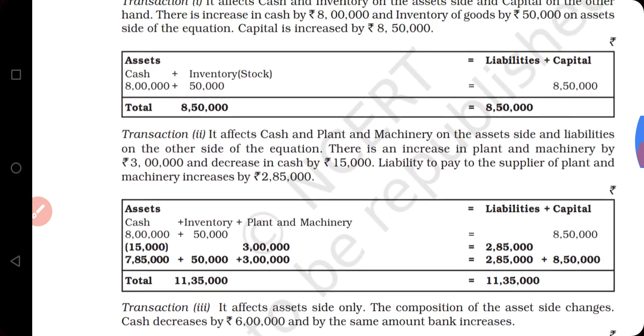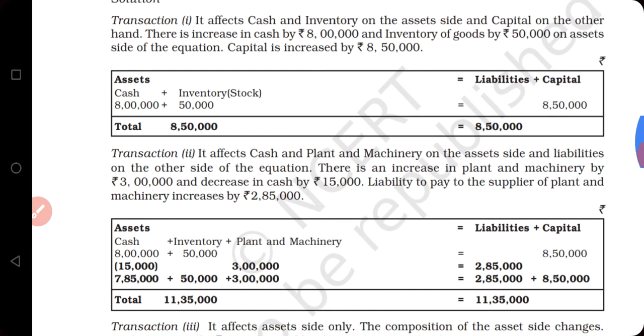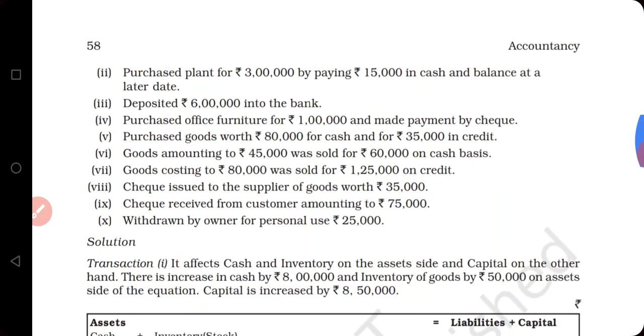So see, first we will prepare the accounting equation. Assets is equal to liability plus capital. So rupees 8 lakh is cash. Under the assets we will prepare the column cash, rupees 8 lakh, plus stock. Stock is also an asset. We will make another title, stock, rupees 50,000. And what is the total capital? Total capital is 8 lakh plus 50,000, 8 lakh 50,000. So both side totals are equal for this transaction. Now next, transaction number 2.